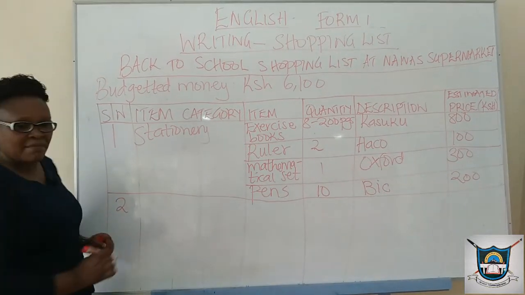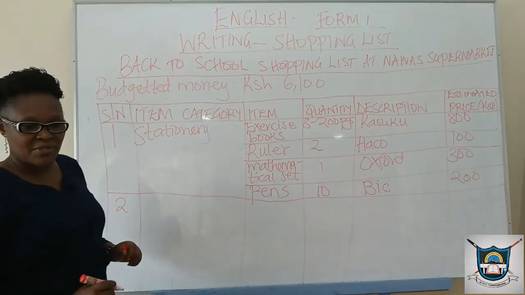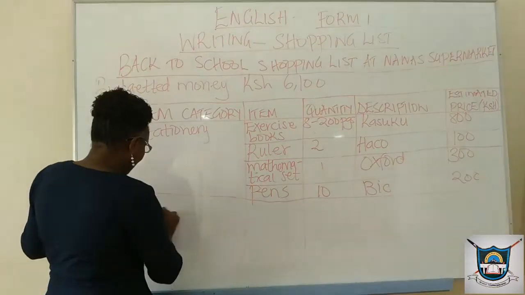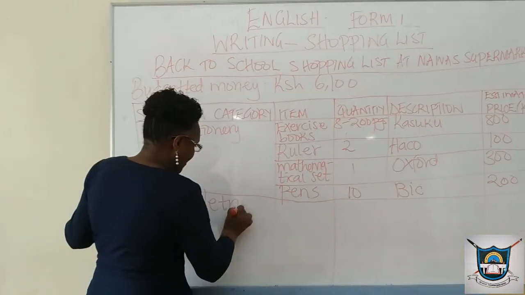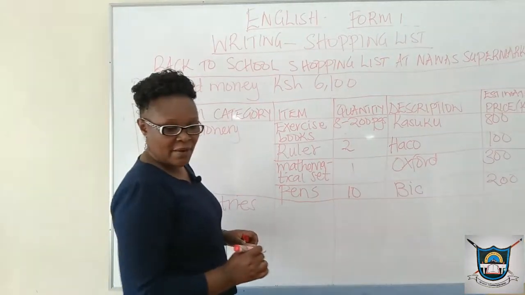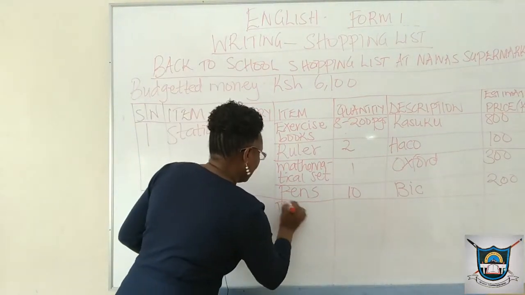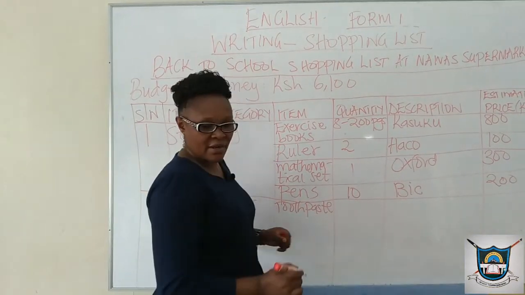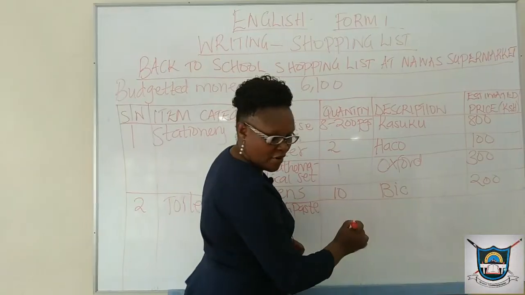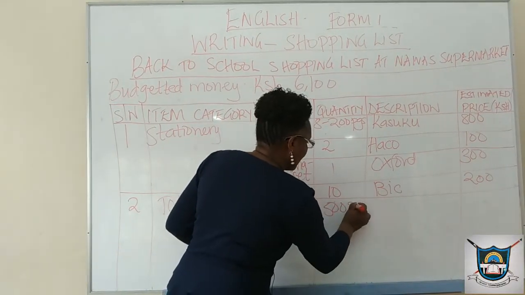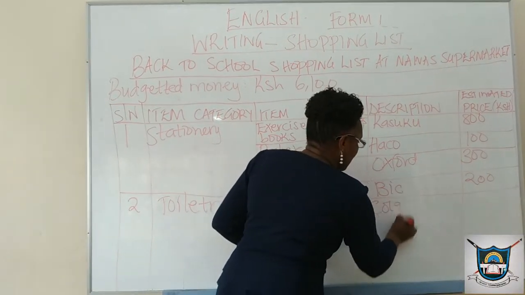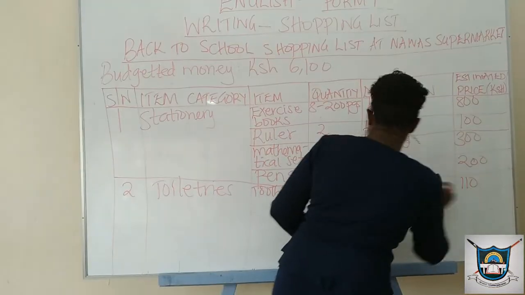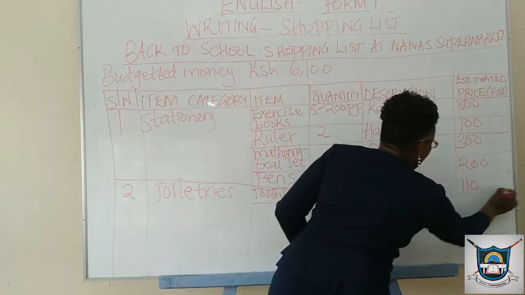So we go to number 2. We are going to need toiletries. Here we are going to buy toothpaste. We need one for 500 grams. We use Colgate at a cost of 110. We are done with that item.